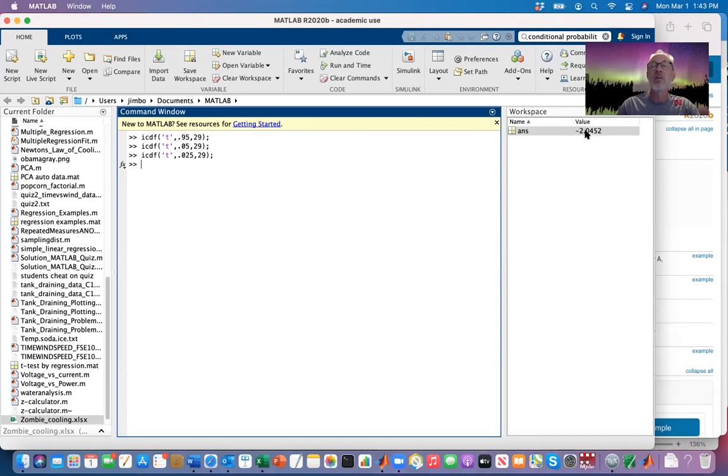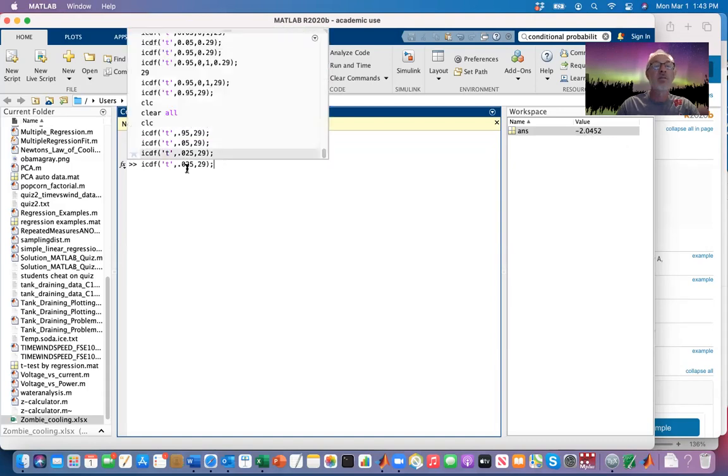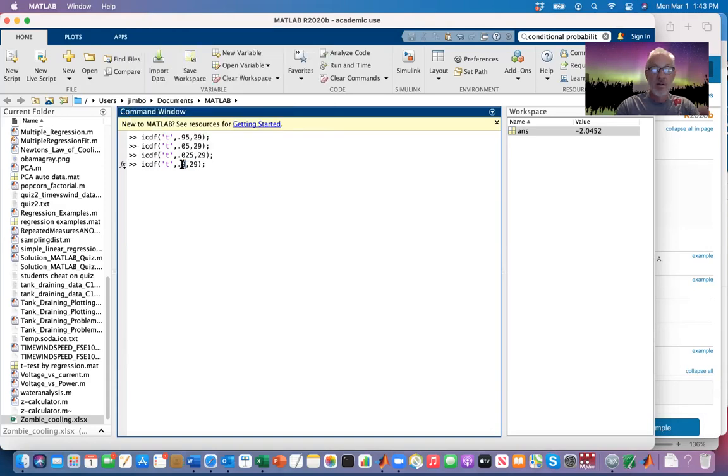That's a value of T, 2 standard errors below the mean. We can find the value above the mean. This is 0.975, right? And again, the symmetry will show you that it is positive 2.052. All right. So with T, you can do exactly the same things.